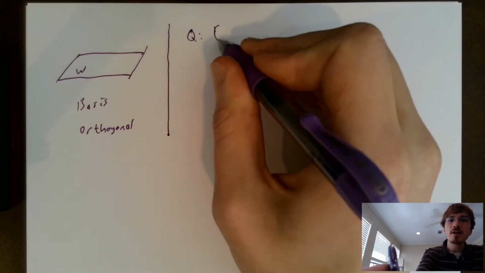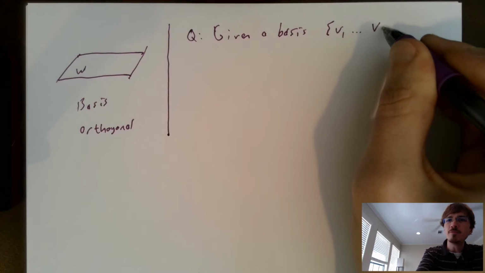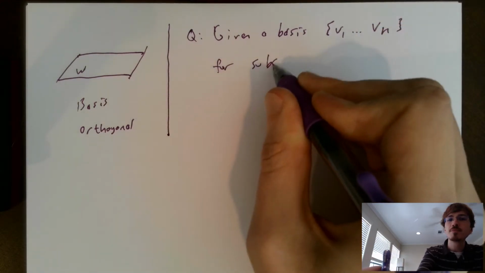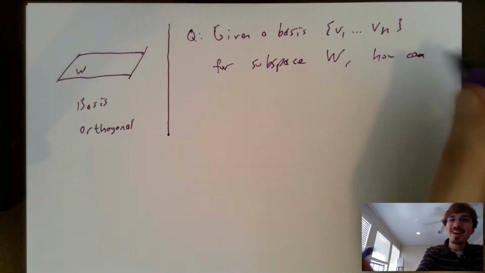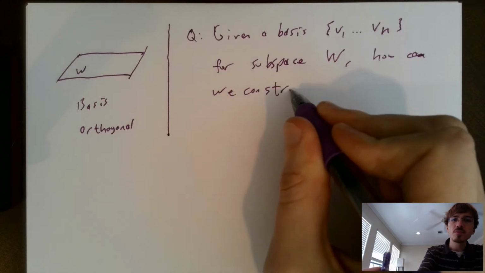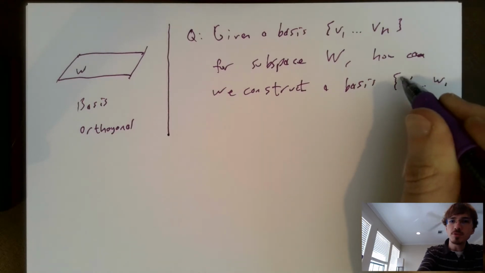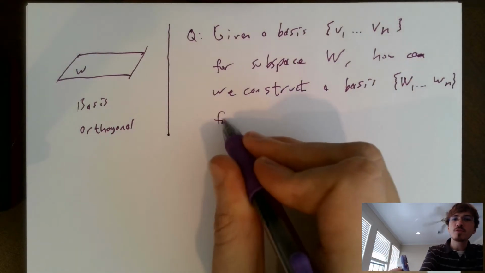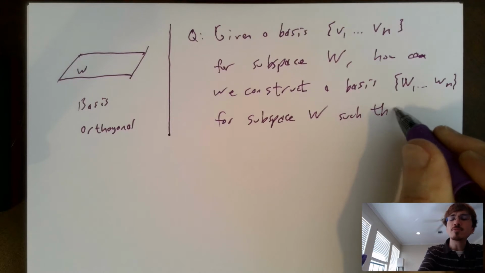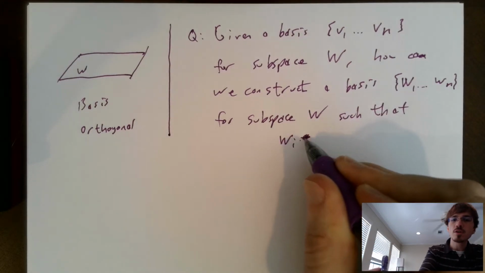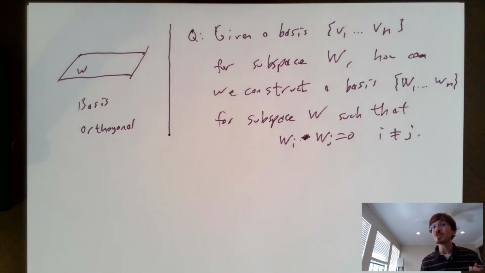Question. Given a basis of vectors v1 up through vn for a subspace W, how can we construct another basis of vectors that we'll call w1 through wn for the subspace W, such that the dot product of each pair of w's is 0 whenever i is not equal to j? So the dot product of distinct basis vectors will be 0, ensuring orthogonality, right?